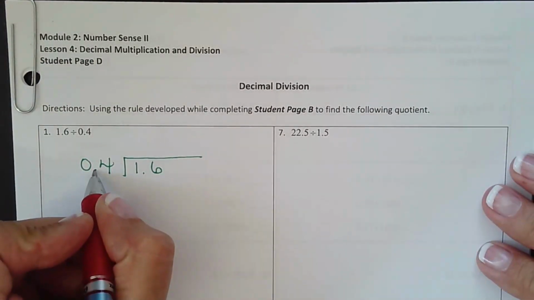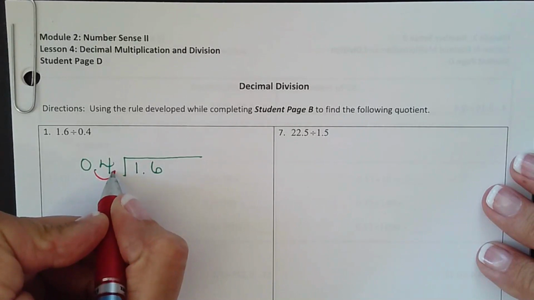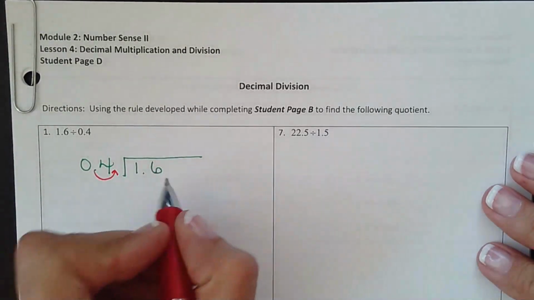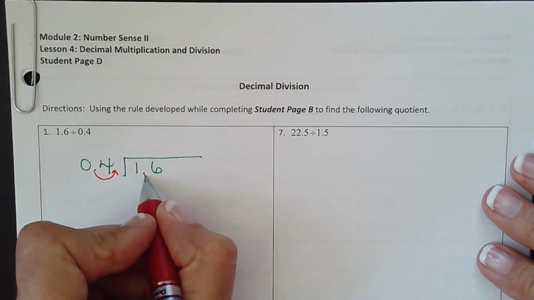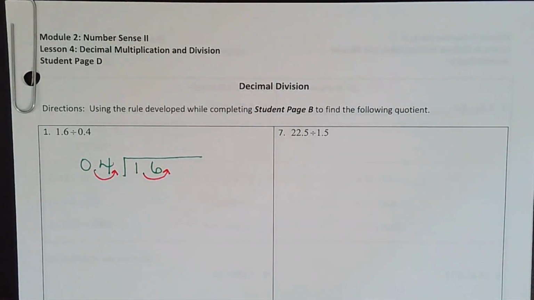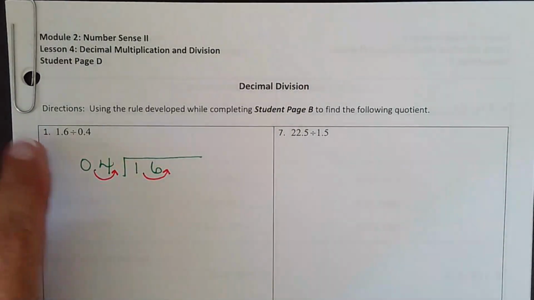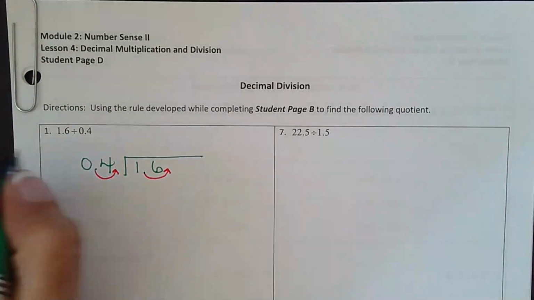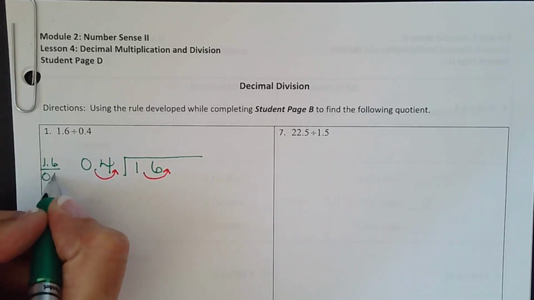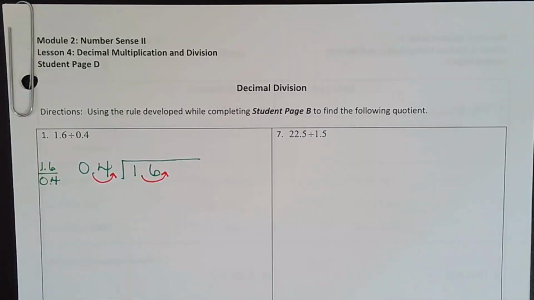To turn it into a whole number, which means the decimal has to be at the end, it must move 1 to the right. But if the divisor has the decimal place move 1 to the right, then the dividend must do the same. Whatever you do to one, you have to do the other, because remember, this is really a fraction, 1.6 over 0.4, and the rule is always the same. Whatever you do to the denominator, you have to do to the numerator.